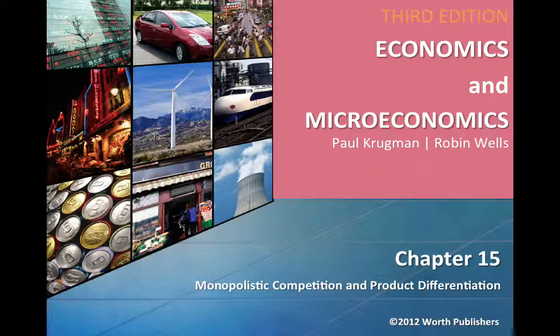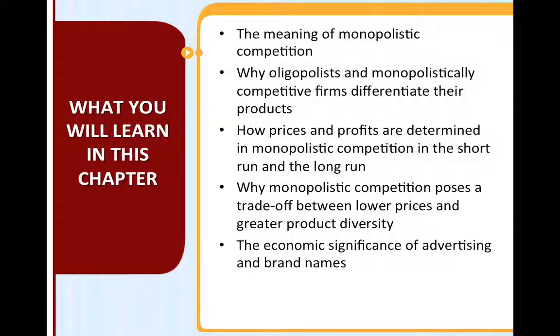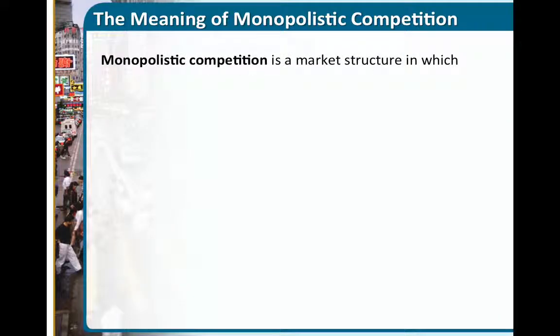One of the great things about Chapter 15 is that it's both short and easy to understand. We will get into monopolistic competition, which is the last of the four types of market structures that we'll get to in this course, and also some product differentiation, which you may recognize when we get to it. So, first of all, let's get into monopolistic competition.